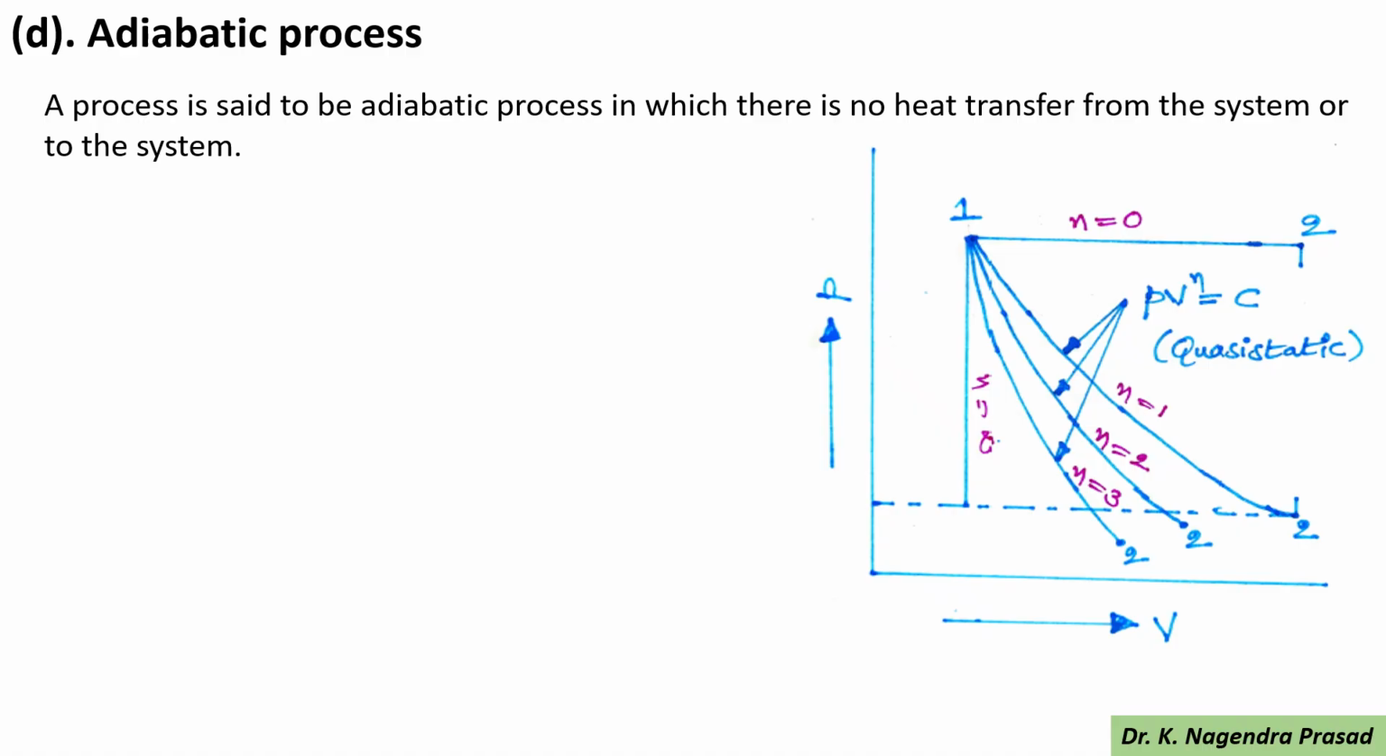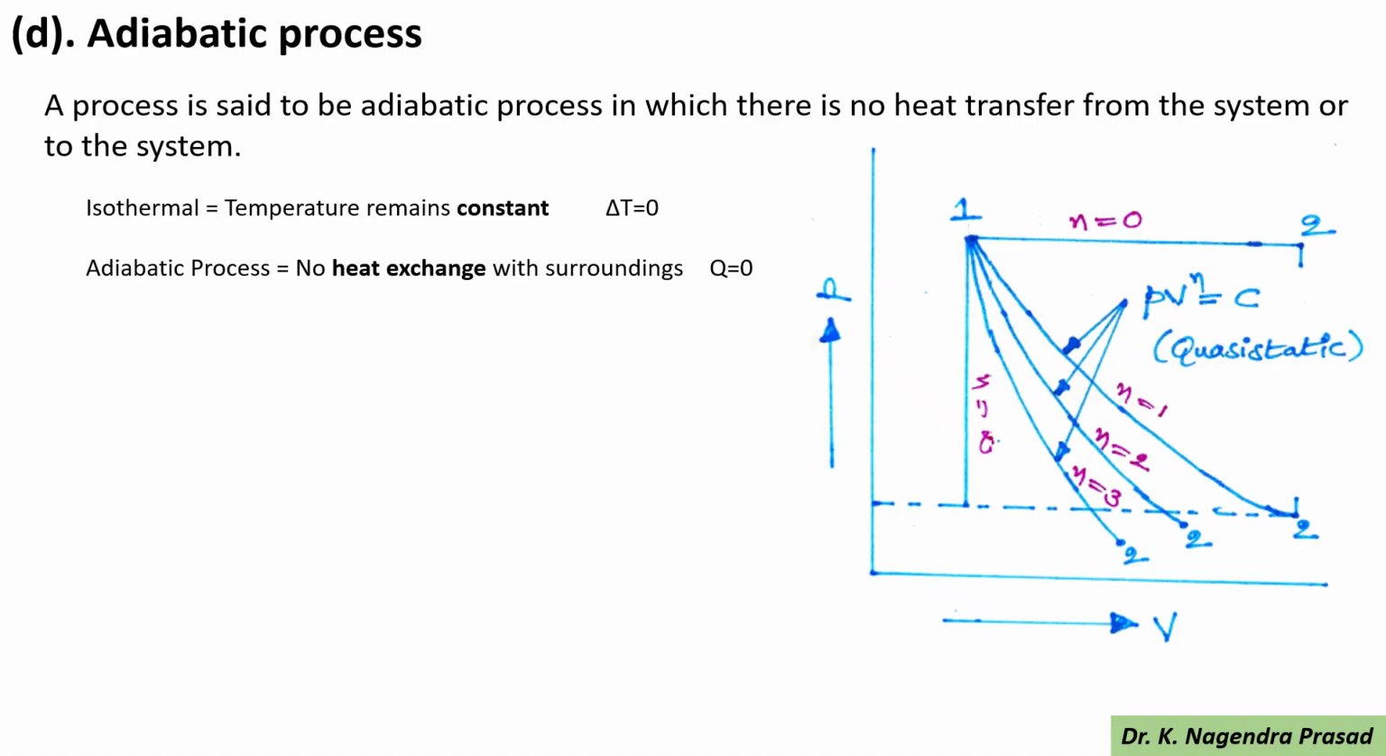Next we will look at the adiabatic process. A process is said to be adiabatic when there is no heat transfer from the system or to the system. In the isothermal process, temperature remains constant, delta T equals 0. In the adiabatic process, heat transfer is 0, which means no heat exchange with the surroundings, Q equals 0. The diagram represents the adiabatic process.